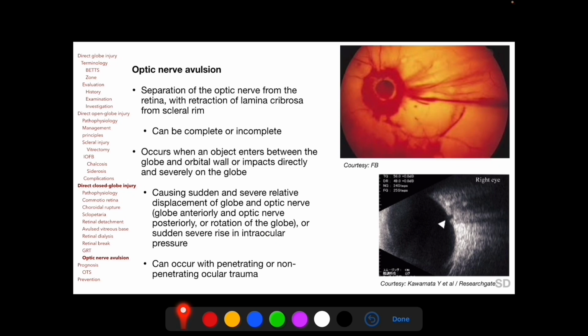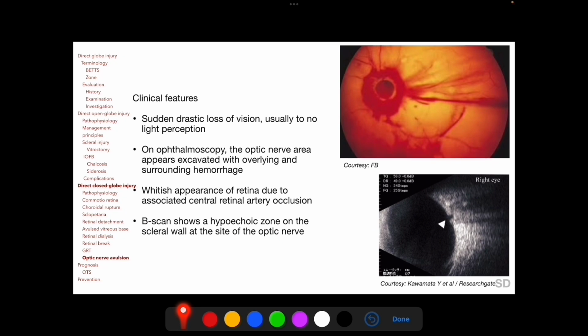rise in intraocular pressure. Clinical features of optic nerve avulsion include sudden drastic loss of vision, usually to no light perception, and on ophthalmoscopy, the optic nerve area appears excavated with overlying and surrounding hemorrhages, and the surrounding retina appears white due to associated central retinal artery occlusion. B-scan USG shows a hypoechoic zone on the scleral wall at the site of optic nerve insertion.